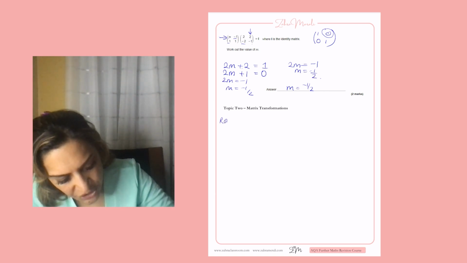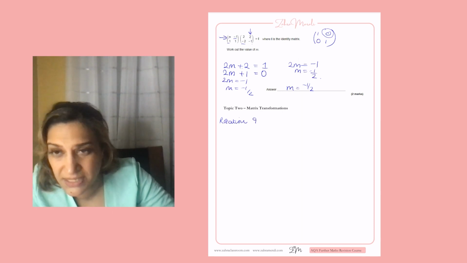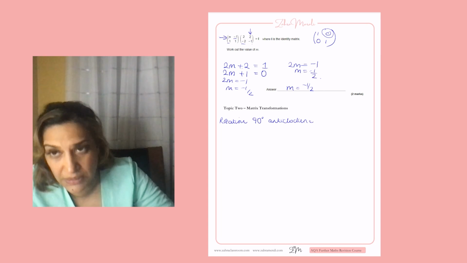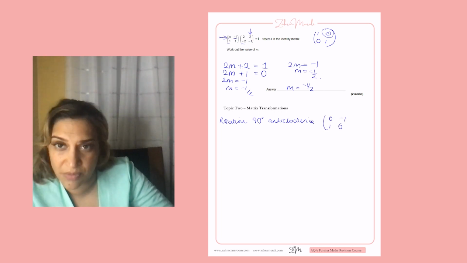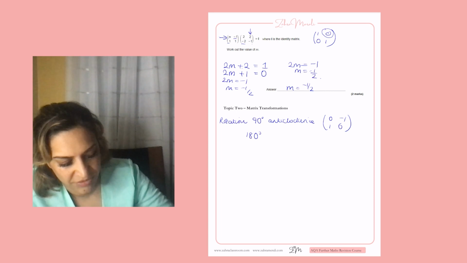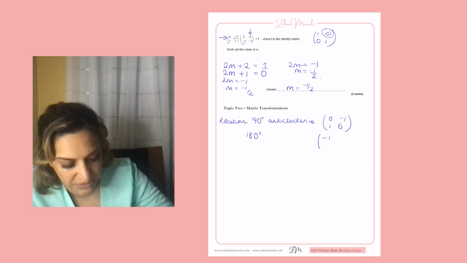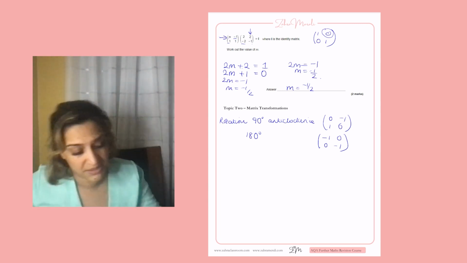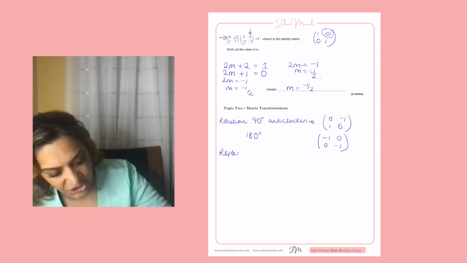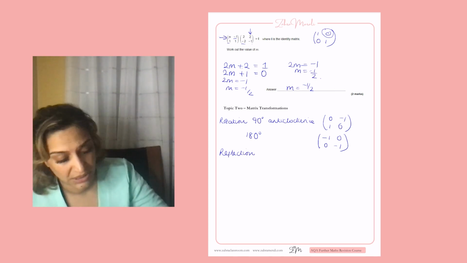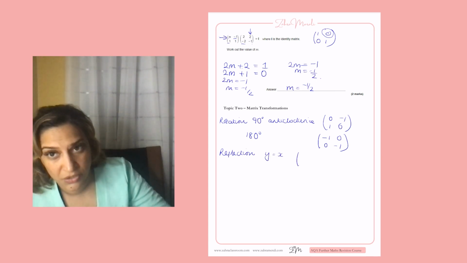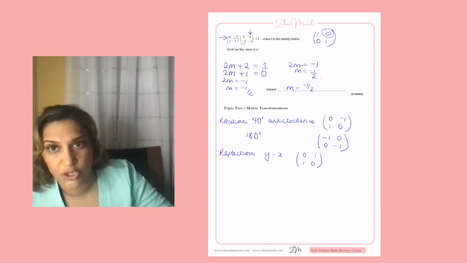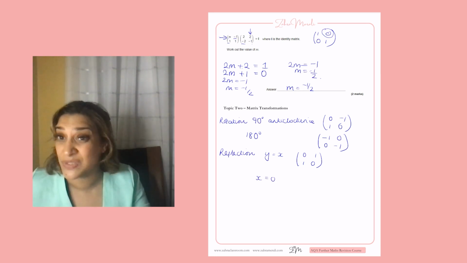So you've got a rotation, 90 degrees anti-clockwise, and these are all about the origin. You're going to get 0 minus 1, 1, 0. 180 degrees is going to give you minus 1, 0, 0, minus 1, which makes sense because you're changing them to minuses. In terms of reflections, you could have a reflection in y equals x. So your y's and your x's are swapping. You could have a reflection in the line x equals 0.